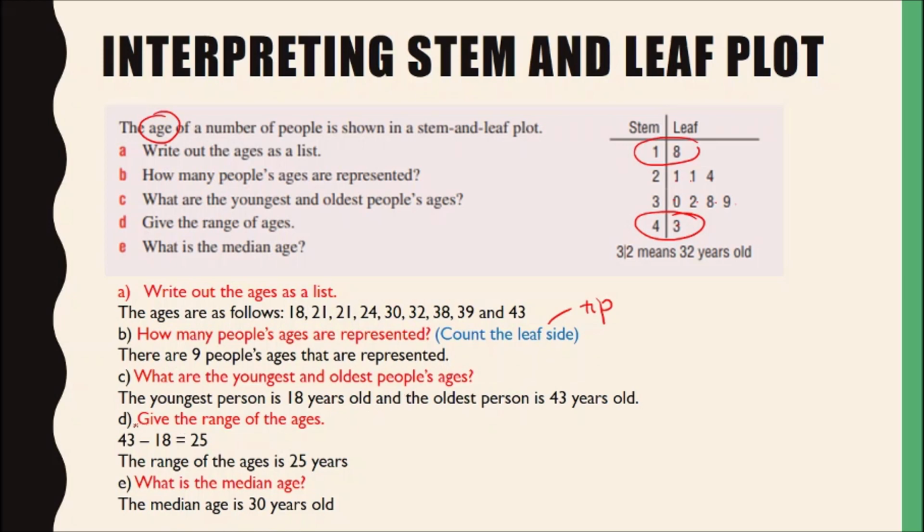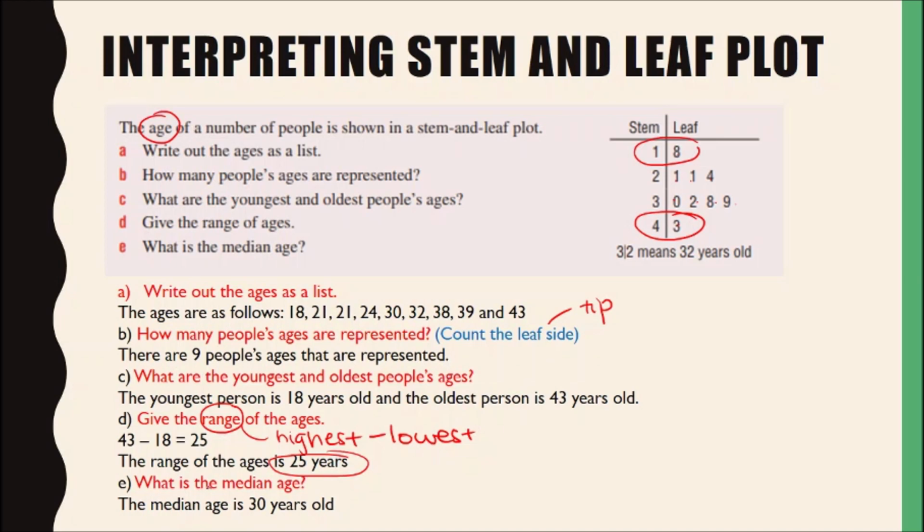So part D, give the range of the ages. Range, remember, is the highest value minus the lowest value, whatever unit that is. So we know the youngest and oldest are 18 and 43. We can just subtract. So the range of the ages is 25 years. See how I didn't just write the numerical equation, I actually wrote a sentence. That's what we need to see in statistics.